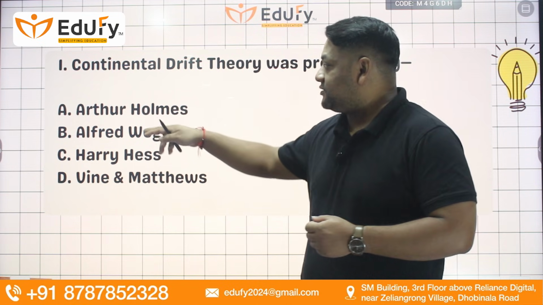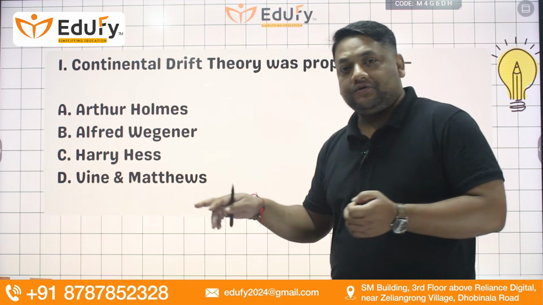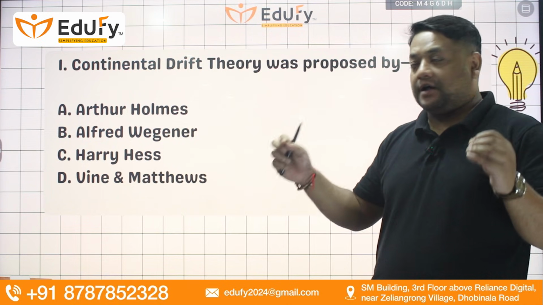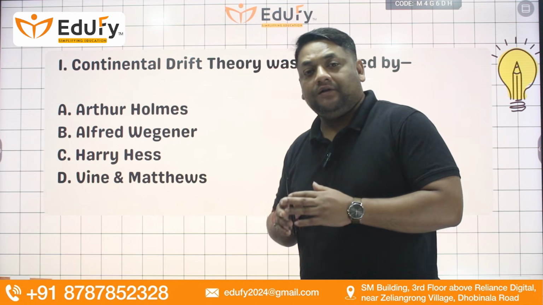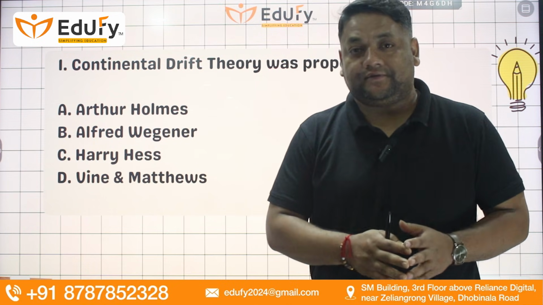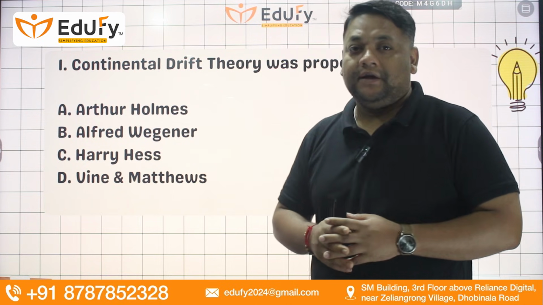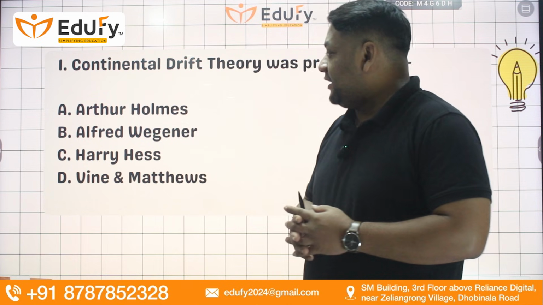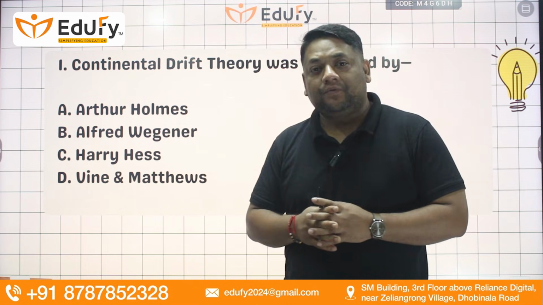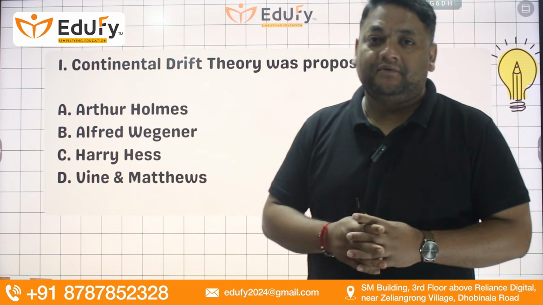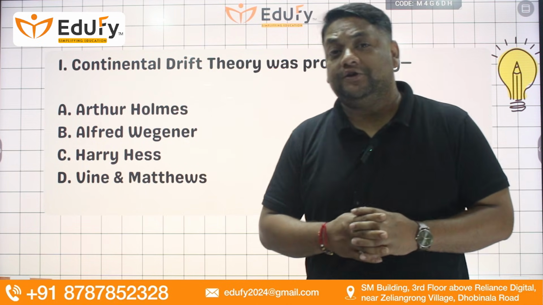Now, the options: Arthur Holmes, Alfred Wegener, Harry Hess, Vine and Matthews. The clear and cut answer is Alfred Wegener. He is also known as the father of continental drift. He was the first man who told us about the movement of continents, and therefore he got this title. Alfred Wegener was one of the very pronounced geomorphologists, geophysicists and geometeorologists.